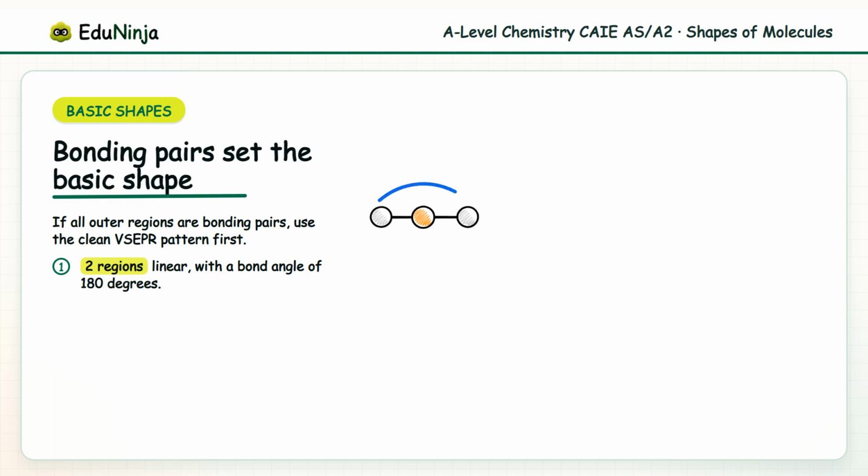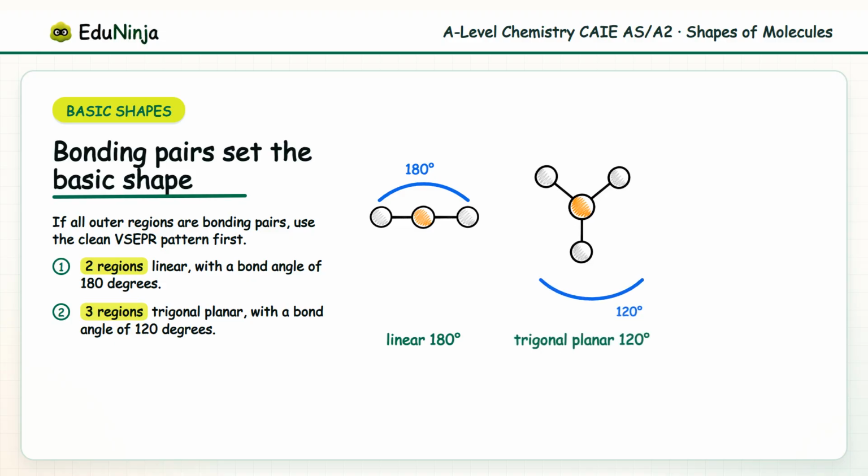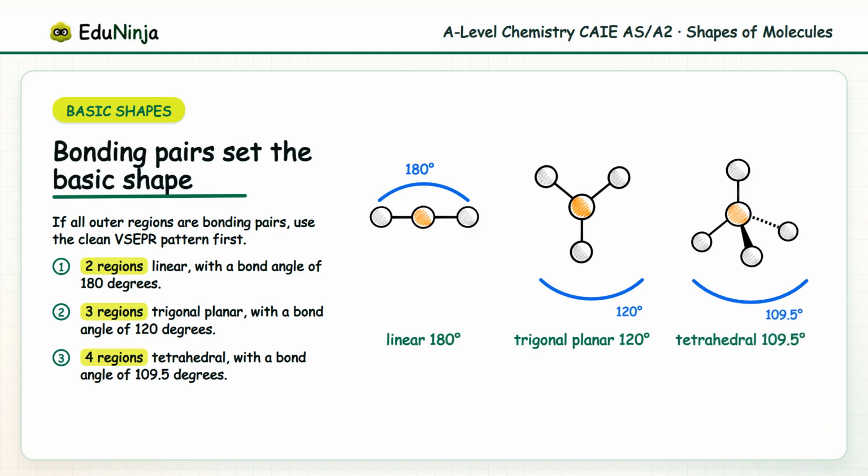Two bonding regions give a linear shape, with a bond angle of 180 degrees. Three bonding regions give trigonal planar, with 120 degrees. Four bonding regions give tetrahedral, with about 109.5 degrees. In an exam answer, state the shape and the bond angle together.